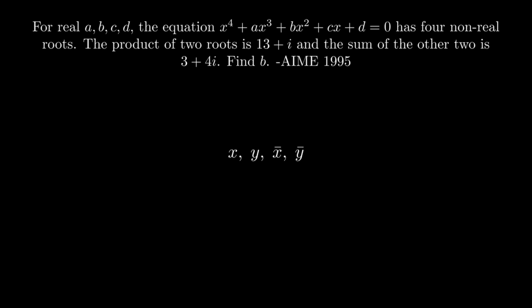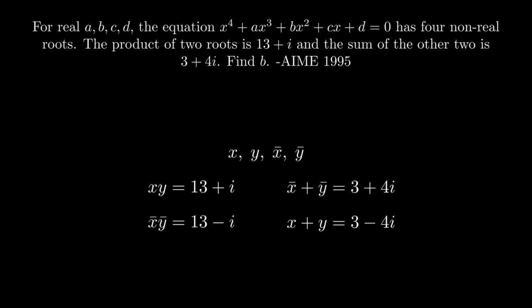Since the sum and product of the pairs mentioned are non-real, we know they cannot be conjugates. So let's say xy equals 13 plus i, and x bar plus y bar equals 3 plus 4i. We know that the conjugates of these equations are true, feel free to work this out yourself, which gives 4 equations to work with. The question asks for b.